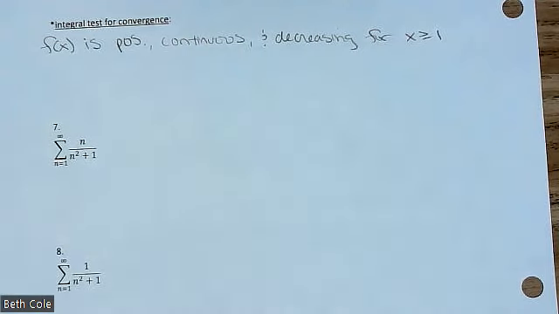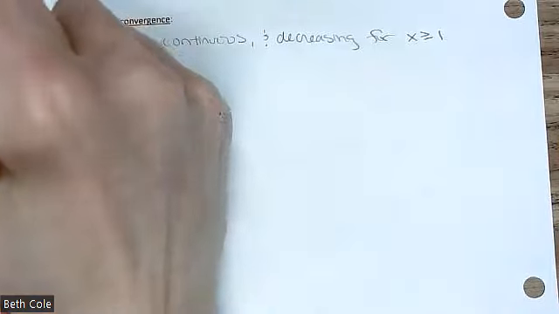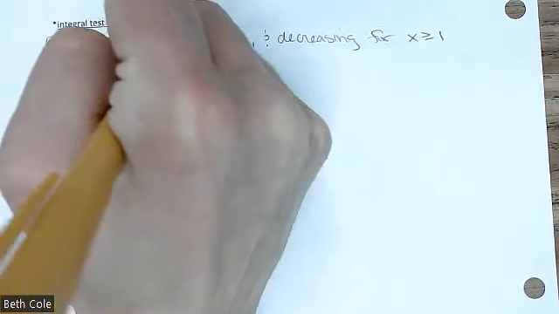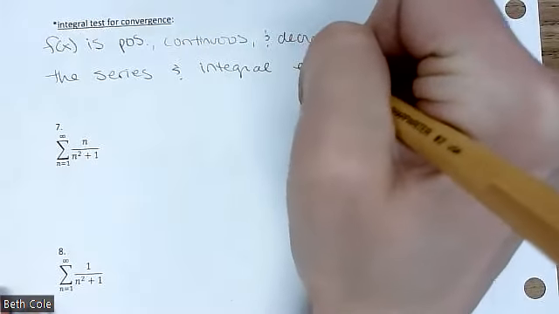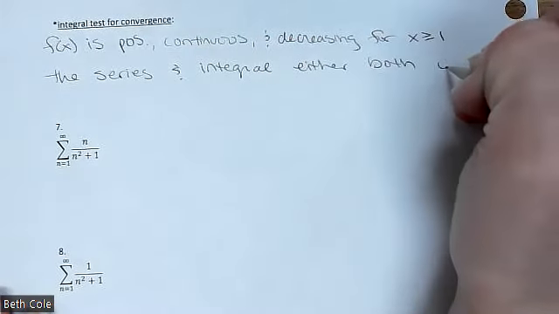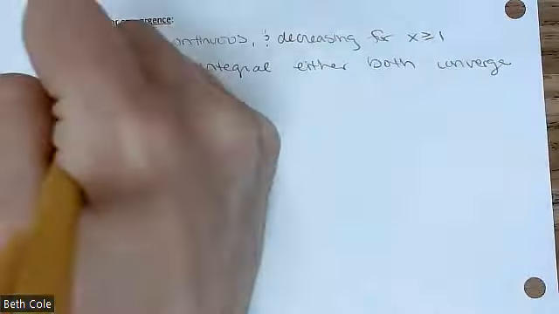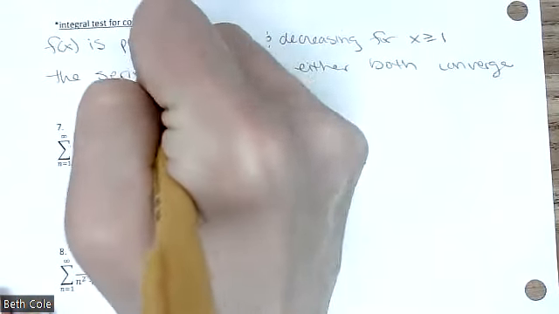Now, I'm only going to give you problems that are, but I think there's one in the homework that says, like, this is positive, continuous, and decreasing. And that's why they say that, because it's a stipulation to use this, okay? So what it says is the series and integral either both converge or both diverge.